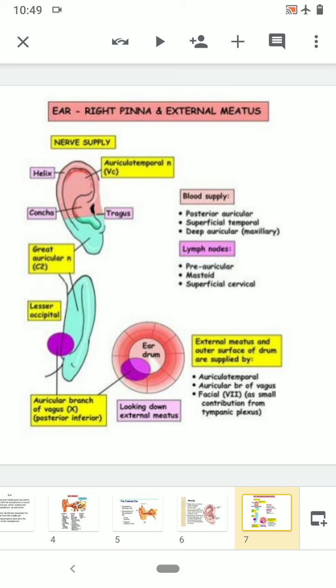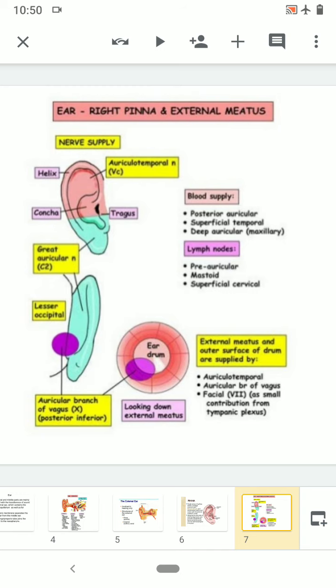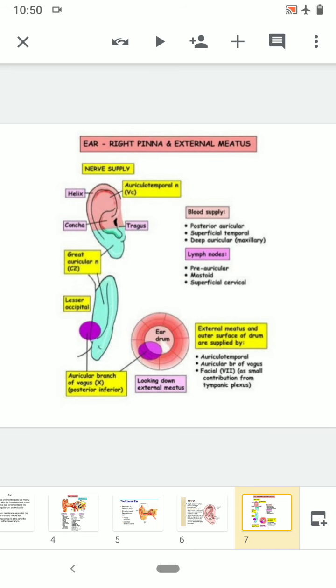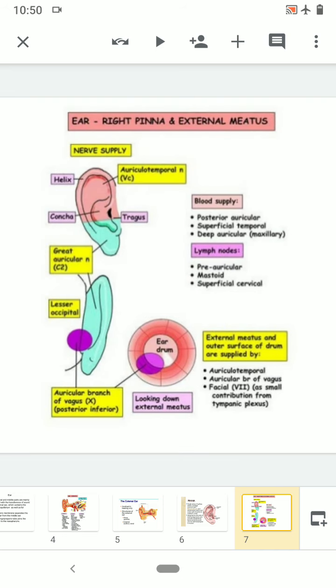You can see a purple colored rounded area, which also continues into the external acoustic meatus and the eardrum or tympanic membrane, and that portion is supplied by the auricular branch of the vagus, or the Arnold nerve. This is very important because stimulation of this nerve can result in a cough reflex, because you already know that the vagus supplies the pharynx and the larynx by forming a plexus, the pharyngeal plexus. So stimulation of this nerve, because of cleaning of the external acoustic meatus, can lead to a cough reflex.